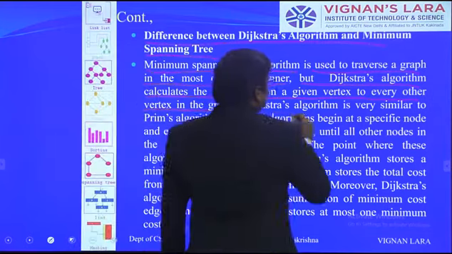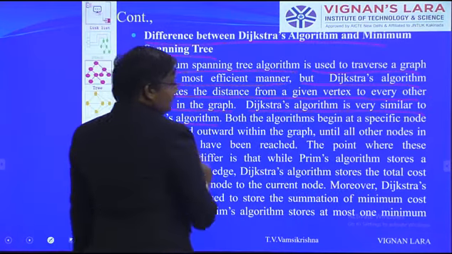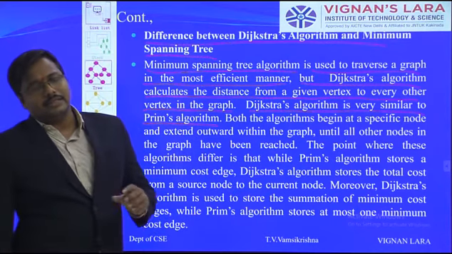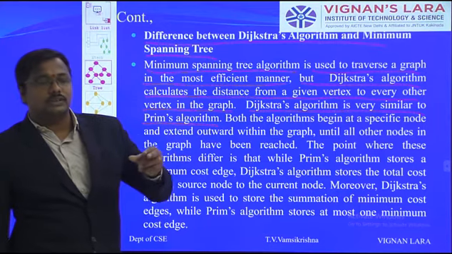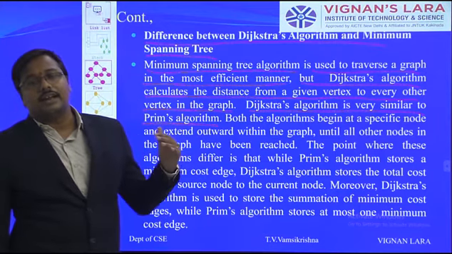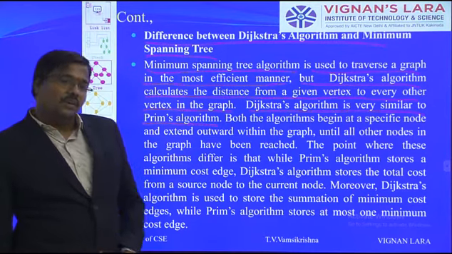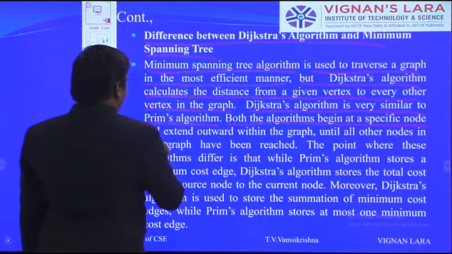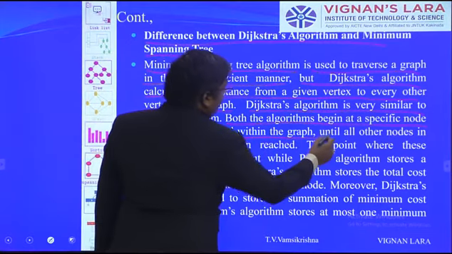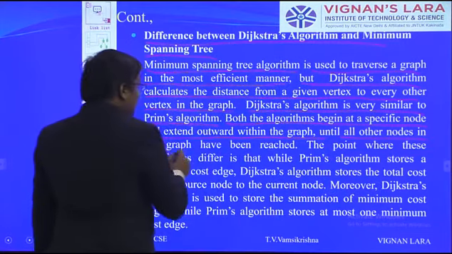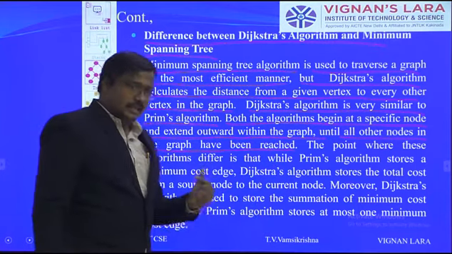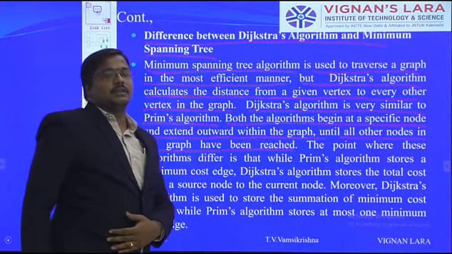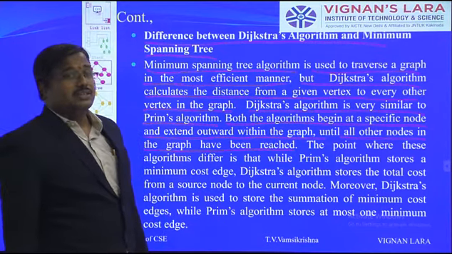Next, Dijkstra's algorithm is very similar to Prim's algorithm. In Prim's algorithm also we are passing a starting vertex, and each and every time we are selecting one minimum cost edge with reference to a vertex, identifying the fringe vertices. So some similarity is there: both algorithms begin at a specific node and extend outward within the graph until all other nodes have been reached. Prim's algorithm also starts from one vertex only, and Dijkstra's algorithm, the single source shortest path algorithm, also starts from a single vertex only.